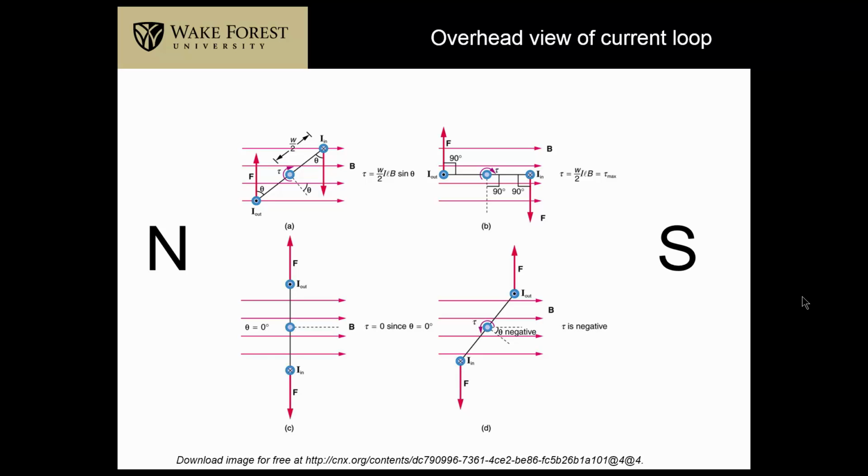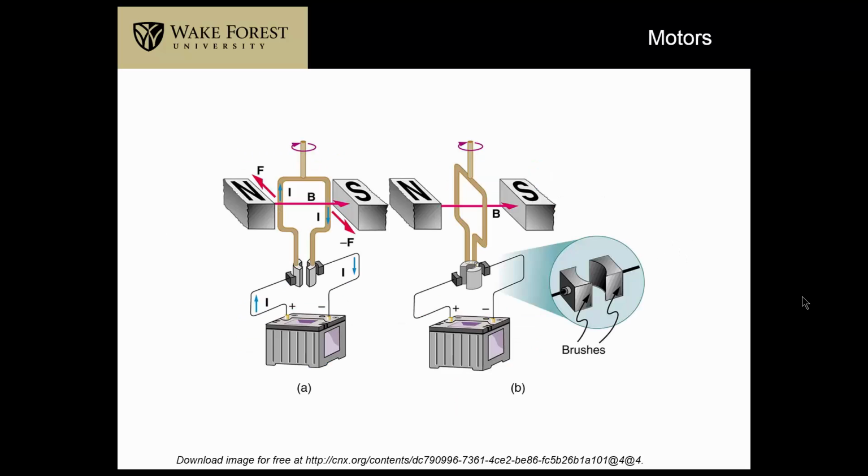Let's go back to our original diagram, but add in a way of doing that current switching. Here we go. Look at this figure on the left. That's our current loop again, our north pole on the left, our south pole on the right. We have our two forces causing a torque on that.